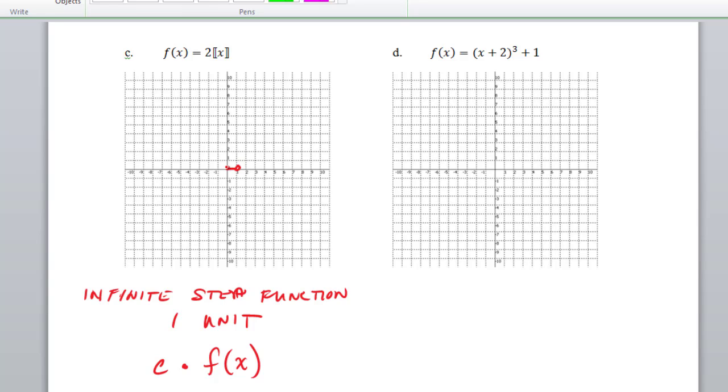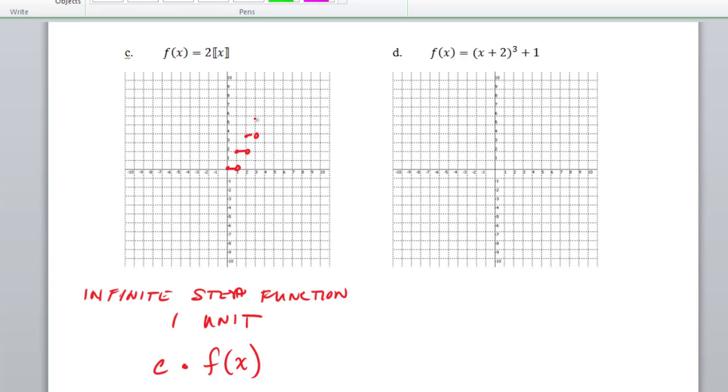We're always going to start at 0, 0, unless we added something to the x value inside the greatest integer. So we're starting at the origin, but instead of taking a step 1 unit at a time, that multiple of 2 is actually going to have us taking a step 2 units at a time.